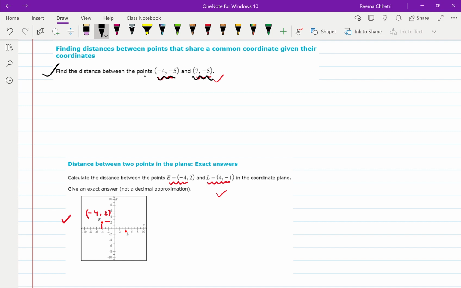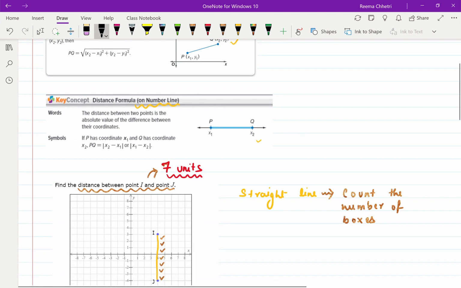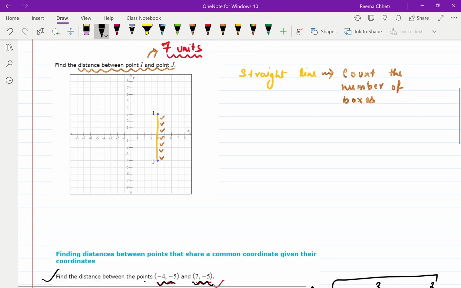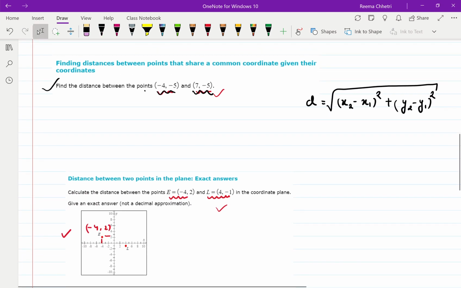The formula for finding the distance between 2 points is D equals the square root of (x2 minus x1) whole square plus (y2 minus y1) whole square. So this is the formula for finding the distance between 2 points. Let's do it now. Let's solve this question here.